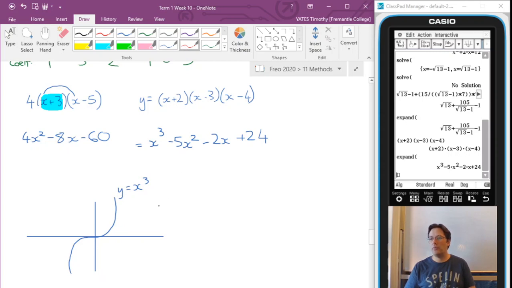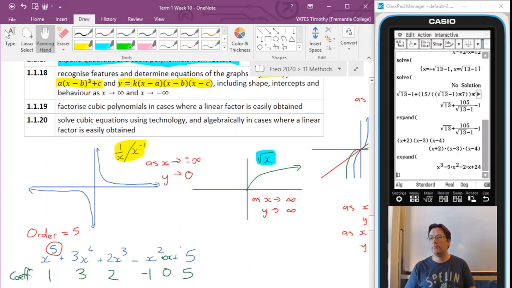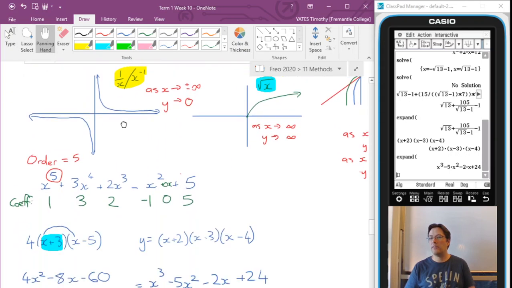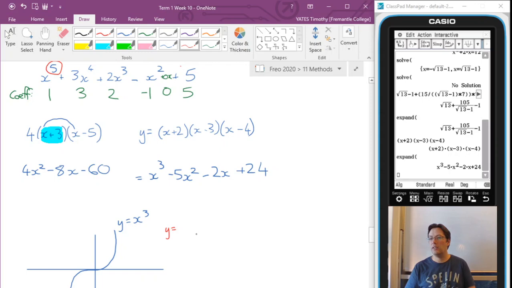And what will happen with y equals, and I'll just get the exact form, a(x take b) all cubed plus c. So this will be this same one here, but it'll be moved across by b and up by c. So this will be at the coordinates b, comma, c. And then it will look a little bit like this. It'll otherwise be the same shape.